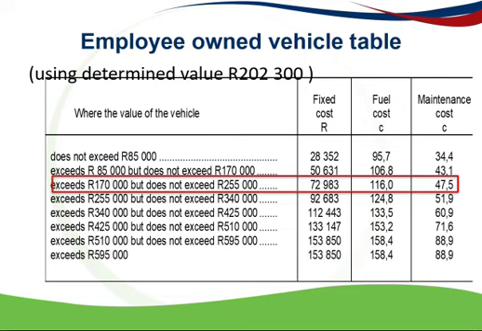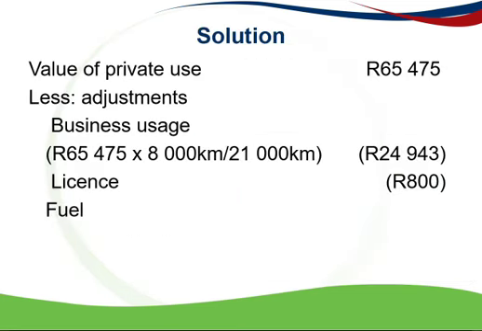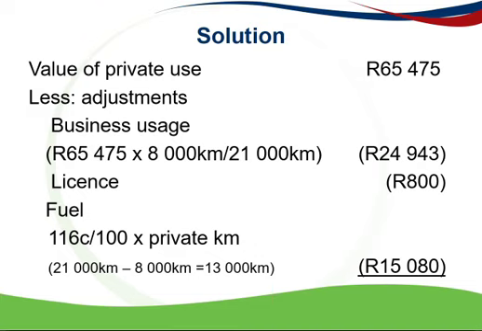And that falls in the table between 170,000 and 255,000 Rand. Now all we need to read off the table in this instance is the fuel cost. But please note that the fuel cost is given to us in cents and it's per kilometer. So if we go back to our calculation, we take the 116 cents from the table and we convert it to rands by dividing by 100, because there's 100 cents in every rand. And we multiply that by the private kilometers.